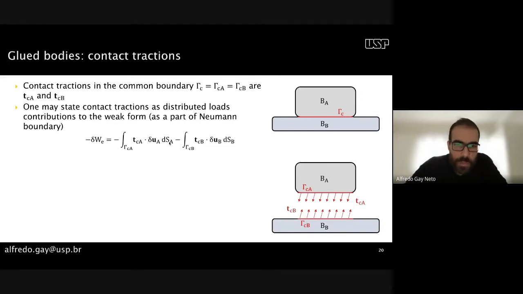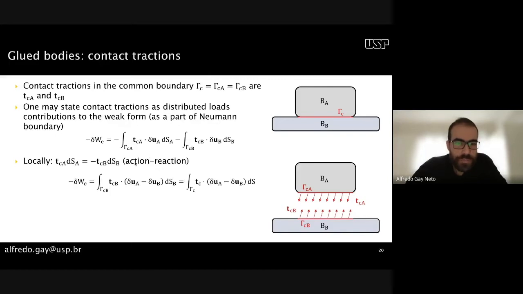So we have it for body A here, and for body B, this here. But locally, the action-reaction principle is true. For each pair of material points, you have exactly this opposite sign for the traction in this region. So you can rewrite the previous equation, naming everything as a function of TCB, for example. Since this gamma C region in A and B is actually the same, because they both interact.